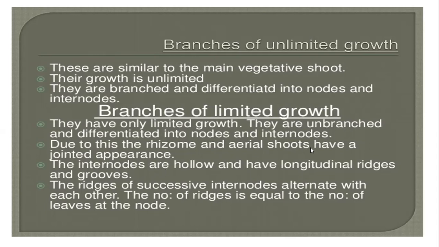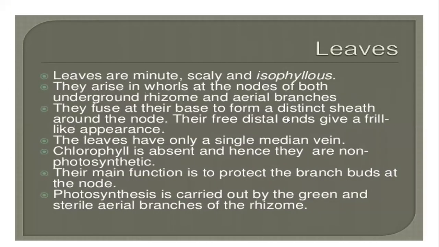And due to this, the rhizome and the aerial shoots have a jointed appearance. The internodes are hollow and have longitudinal ridges and grooves. This, in the internal structure, I'll tell you. The ridges of the successive internodes alternate with each other. And the number of ridges will also be equal to the number of the leaves at the node.